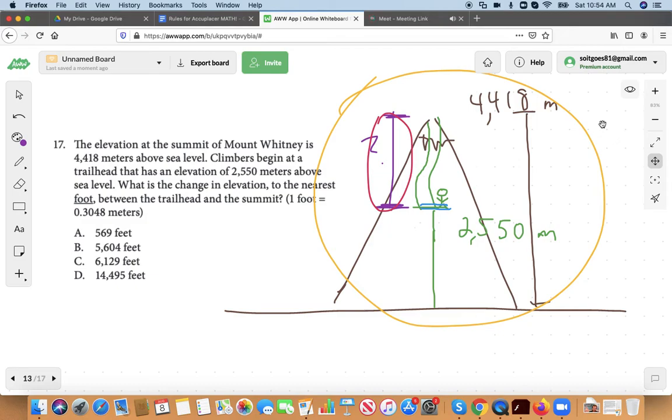In fact, not even that. You know what I'm saying? So I would subtract. Now try that. Try subtracting. Tell me what you get.